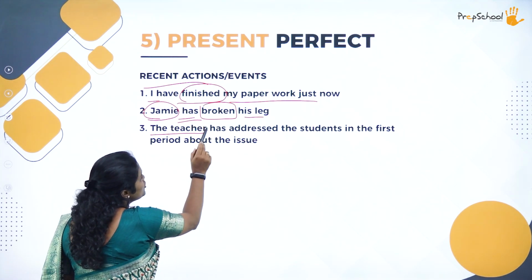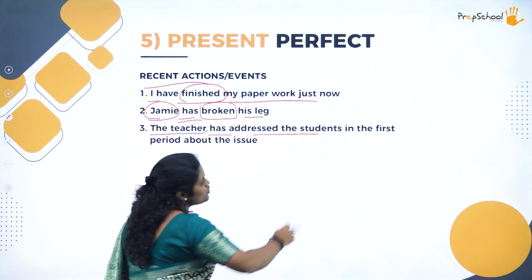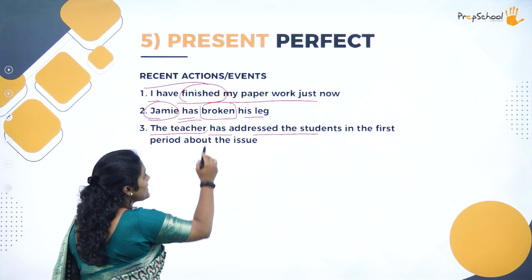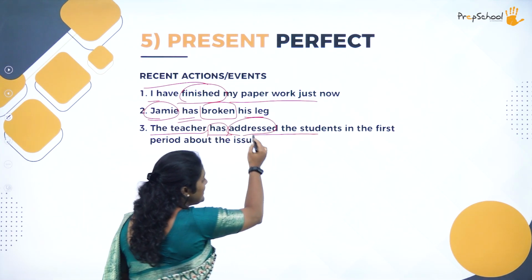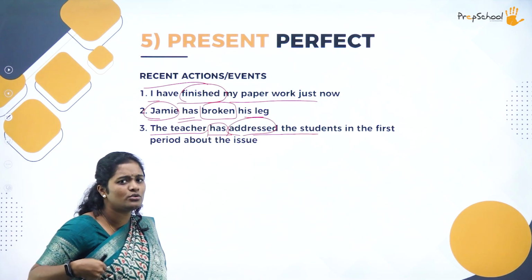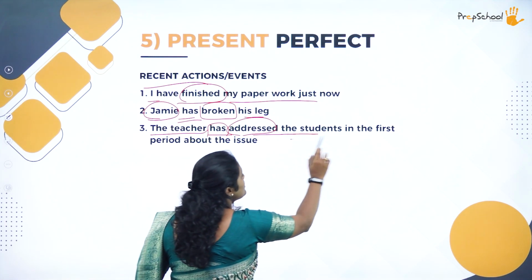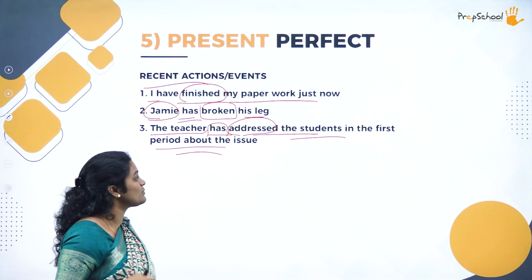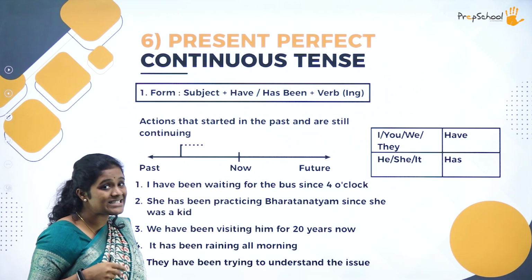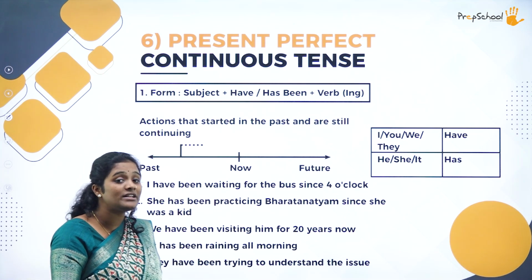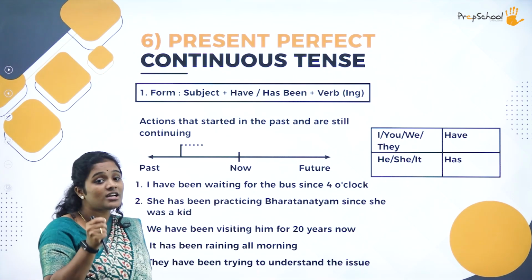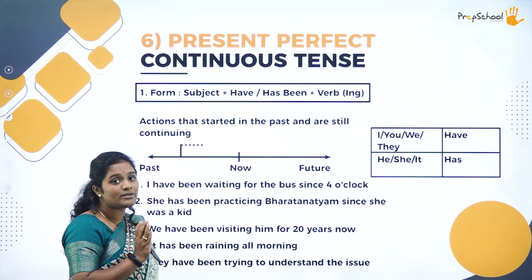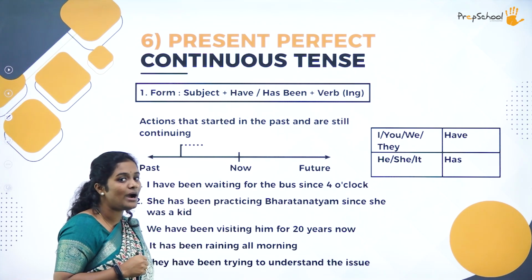The teacher has addressed the students in the first period about the issue. The teacher has addressed already, but recently, just in the first period, the students about a certain issue, and we are talking about it now. Moving forward, after the present perfect tense, what's the next one that we need to step into? Present perfect continuous tense. Let's see what is the format of it, what are the examples of it, how we are going to understand it.